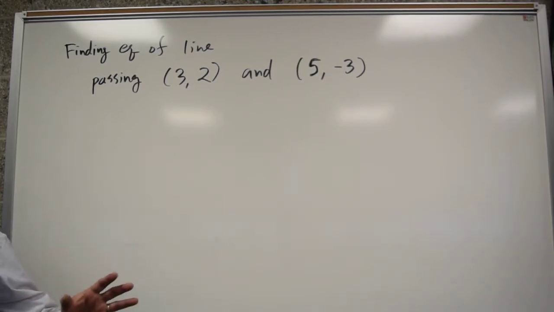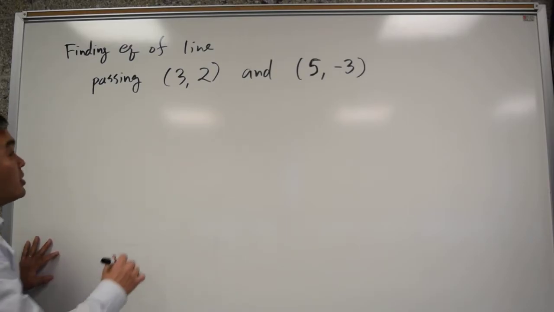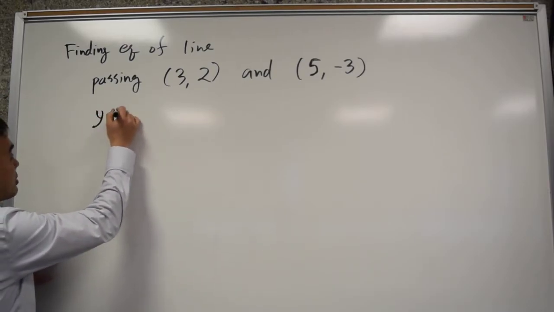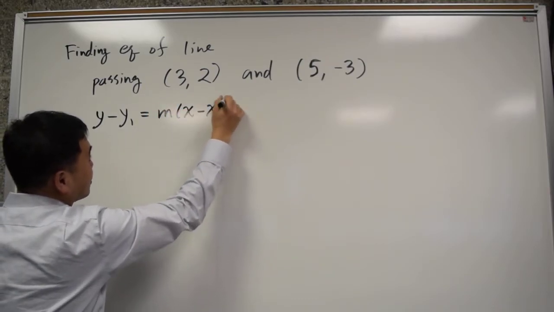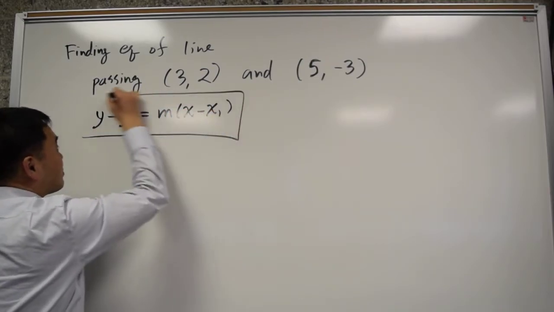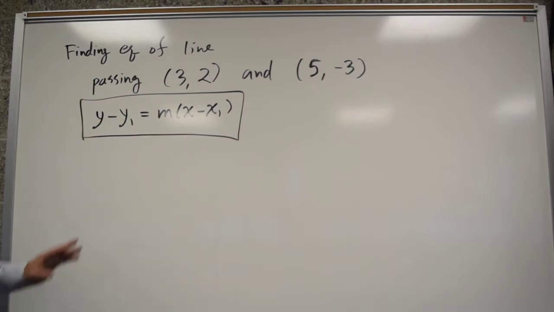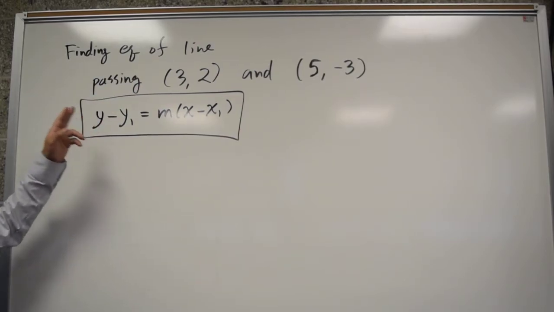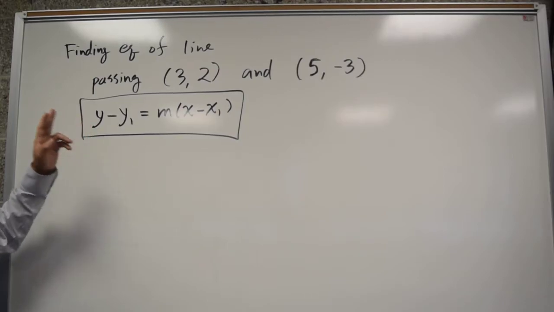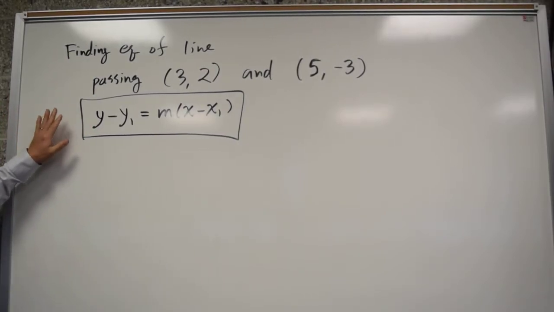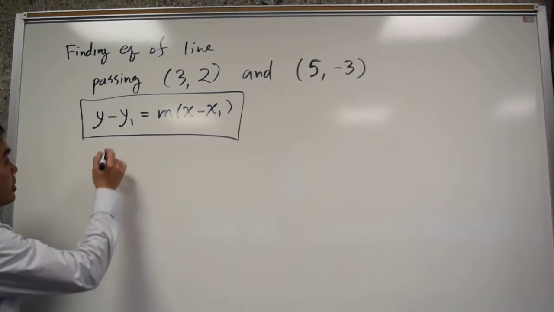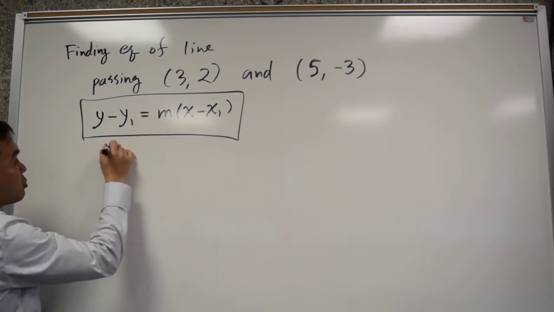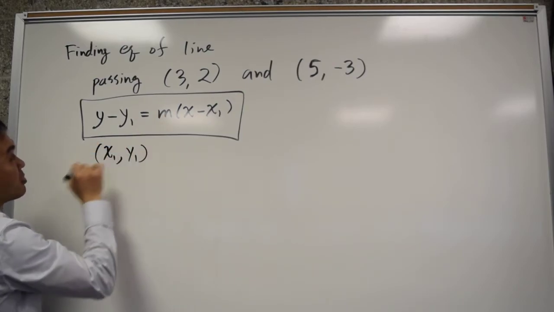And the critical ingredient for solving this is our point-slope form: y minus y1 equals m times (x minus x1). Very handy. When you try to find the equation of lines, you have to remember this formula. This is much easier to use than the slope-intercept form, so you have to get used to using this. Here, m is the slope and (x1, y1) is a point on the line.